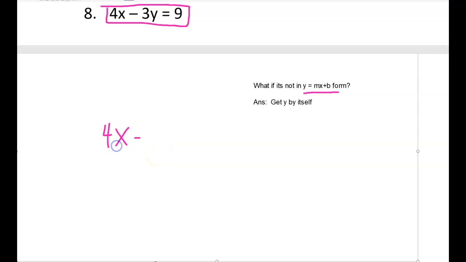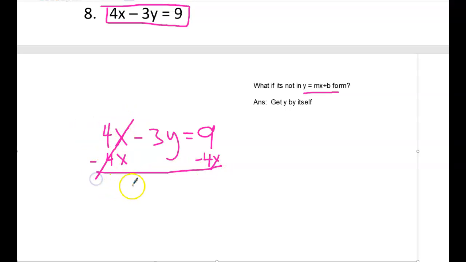Okay, so how do you do that? Well, that requires some algebra. I want to get the y by itself. So I need to get rid of this negative 3, and I also need to get rid of this 4x. So what you're going to do is start by getting the 4x out of the way first by subtracting 4x on both sides. By subtracting it on the left, the 4x will no longer be on the left side. But whatever you do to one side of the equation, you have to do to the other. So I had to subtract 4x on this side as well.